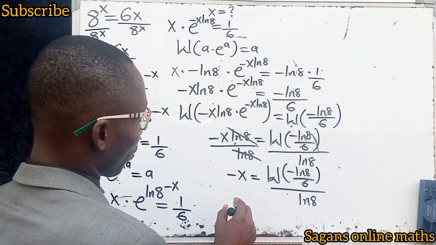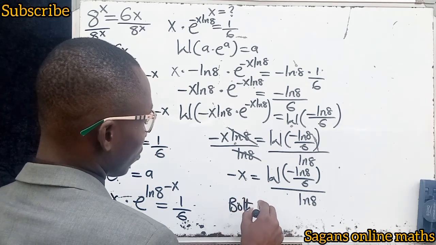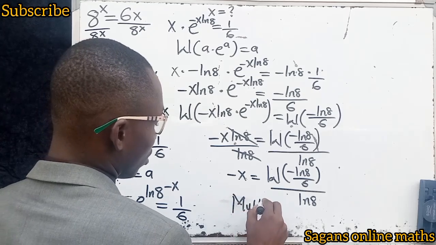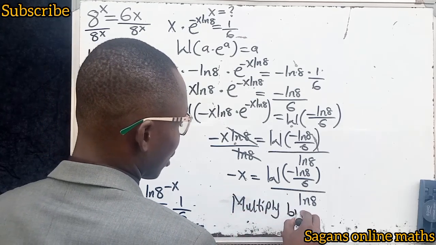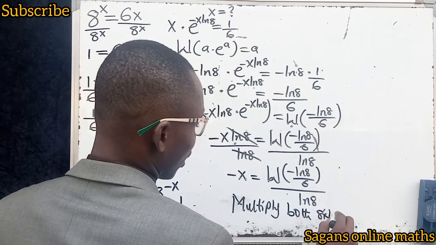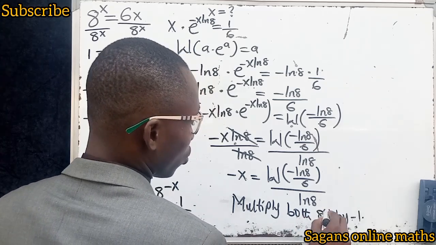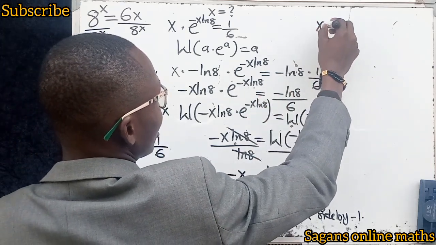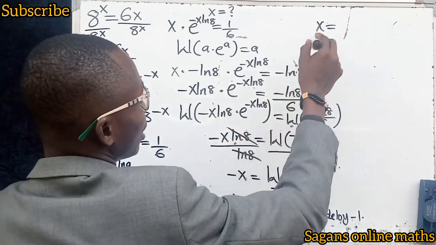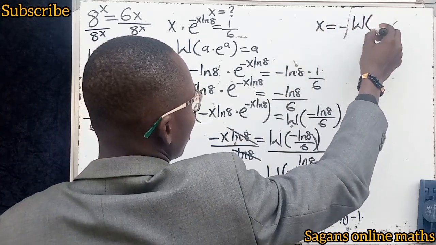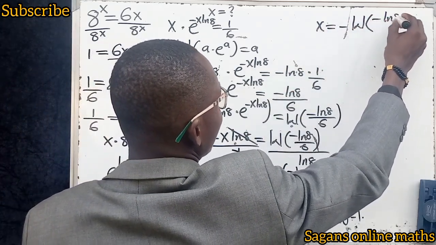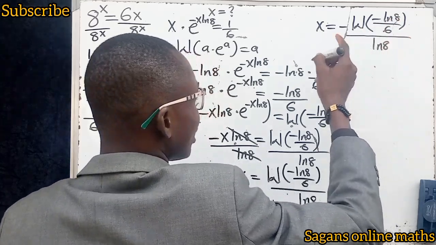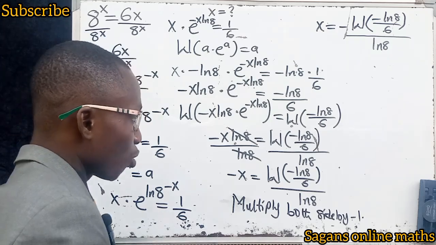Now, we multiply both sides by minus 1. So let's multiply both sides by minus 1. If we do that, we're going to have that x is equal to, because minus 1 times minus x will give us x, equals to minus the Lambert function of minus ln 8 divided by 6, divided by ln 8. And this is the value of x to this particular problem.